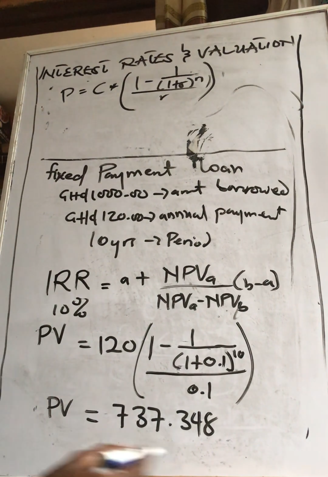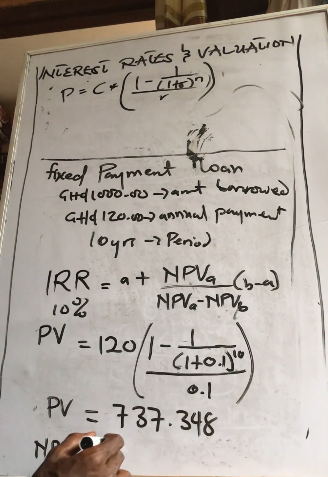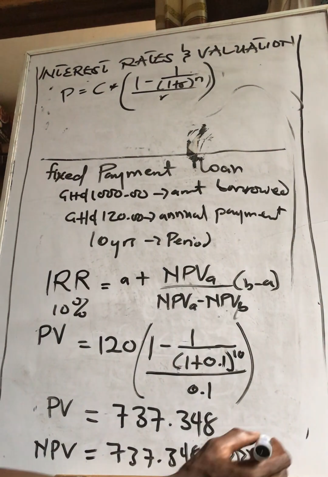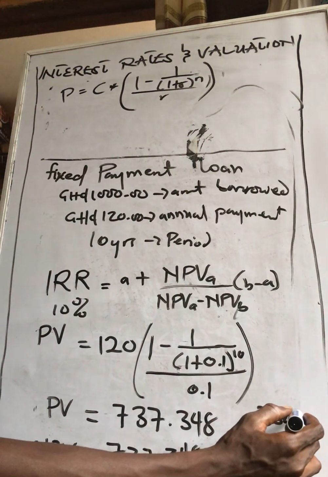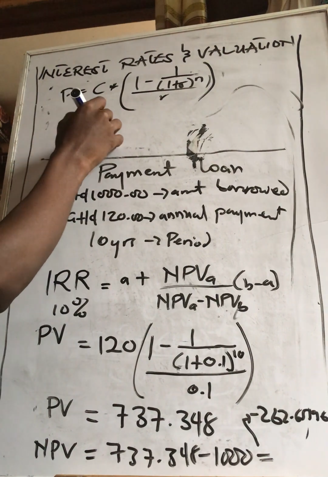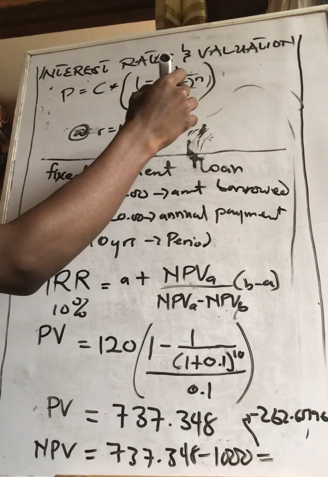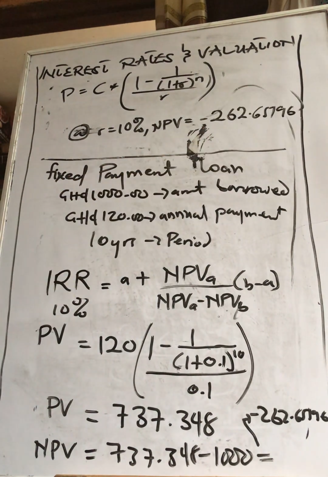But remember, we are interested in the net present value. So to find the net present value, I have to deduct the 1,000 that we borrowed from this amount. So minus 1,000, what do I get? I get a negative value, which is negative 262.65196. So when I tested the interest rate at 10%, the NPV I got was a negative number. So at R equal to 10%, NPV is equal to negative 262 point, I just want to write the value somewhere, then we'll try another one.